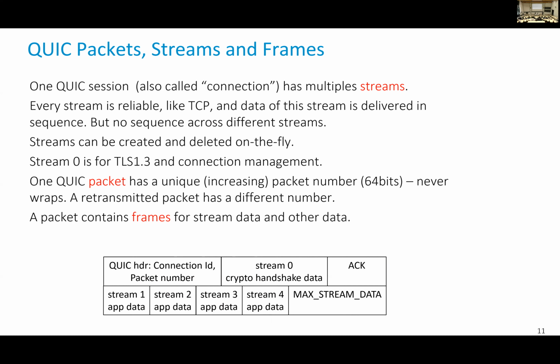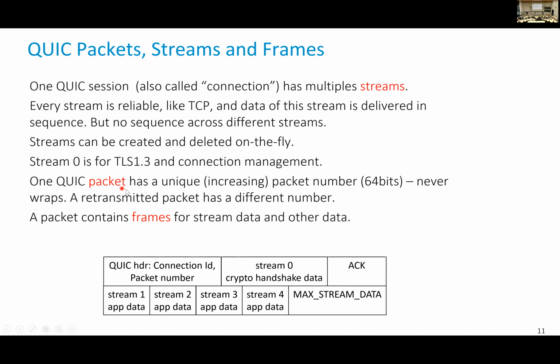Now, if the data needed by a stream is large, there will be only one stream in the packet. But if the data of a stream is small, you can have multiple streams in a given QUIC packet. Of course, QUIC will also try to avoid fragmentation. It will not create packets that are larger than the end-to-end MTU, which will be negotiated also at the beginning of the QUIC session.